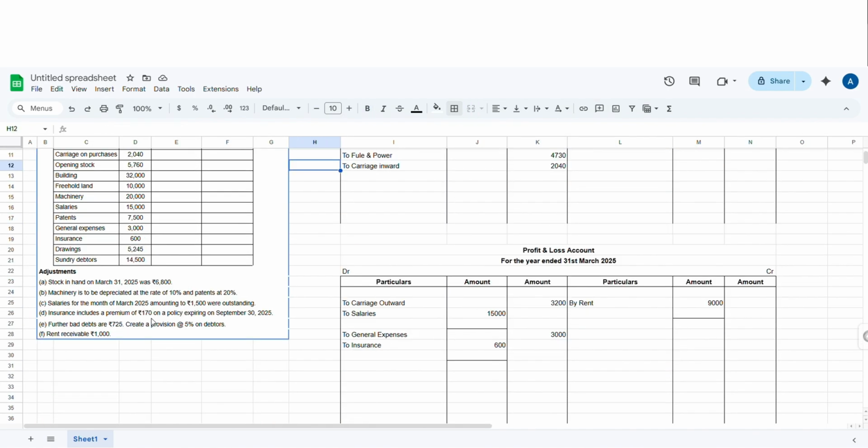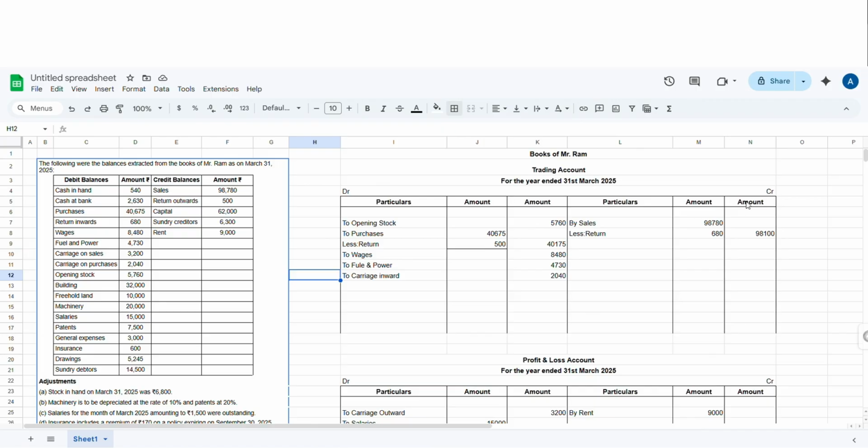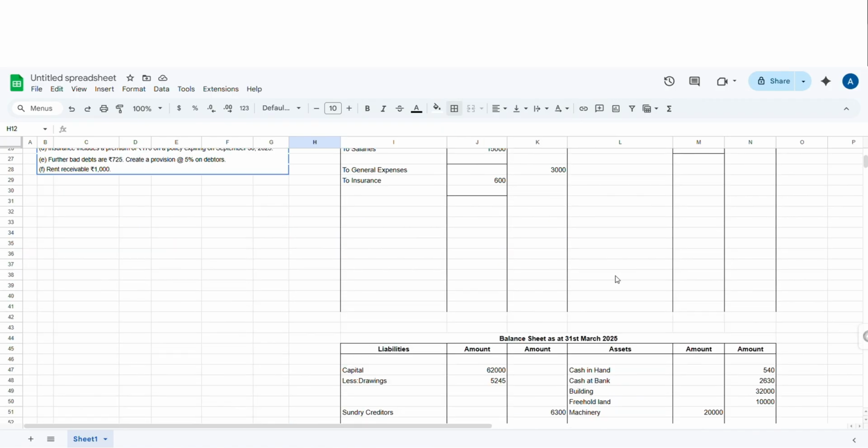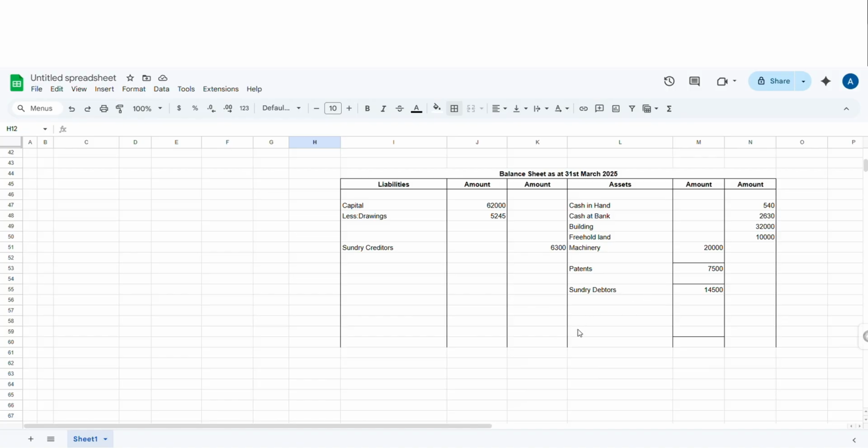Now we have recorded all the transactions. Let's move to the adjustment. Always remember, for adjustment, we will record the transaction twice. First, stock in hand on 31st March 2025 was 6,800. This is closing stock. Closing stock we will record in the trading account, credit side, closing stock, and then in the balance sheet on the asset side, closing stock.